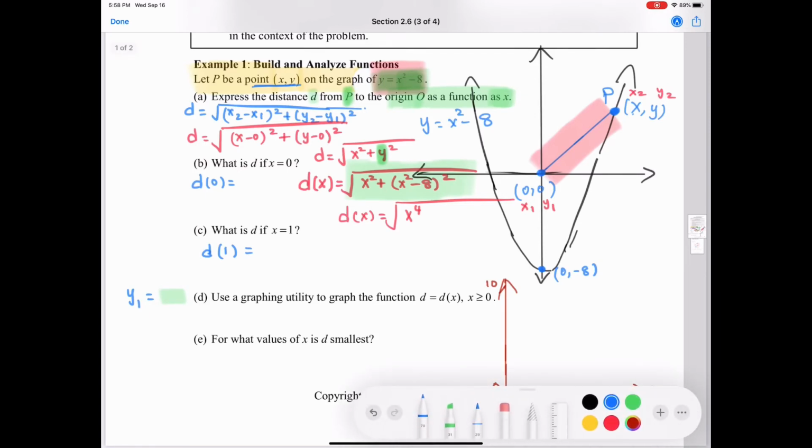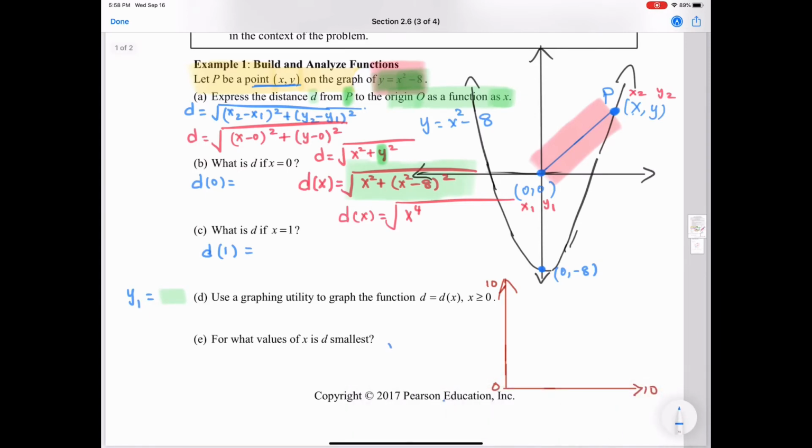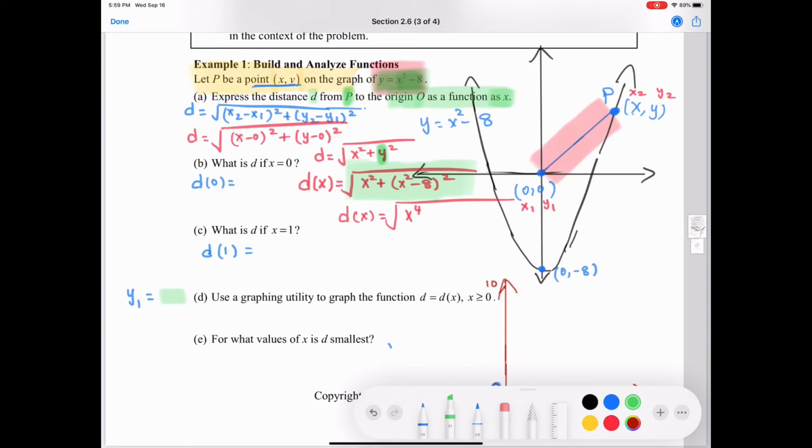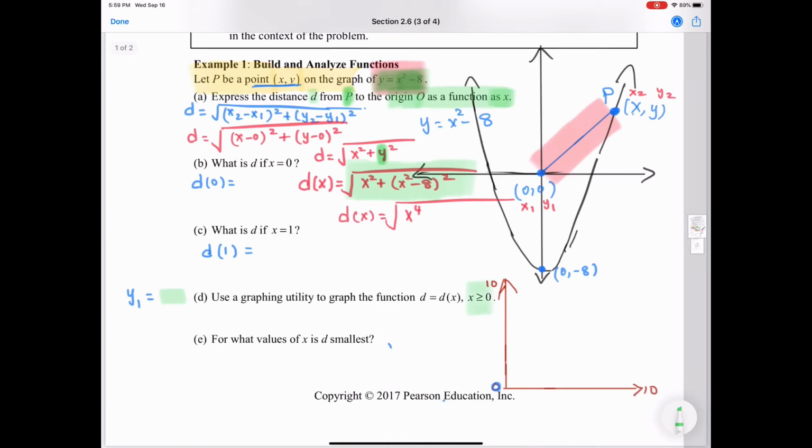And the next one you can see is to keep the viewing window x minimum 0. And why am I doing that? See, it's telling me in here, use a graphing utility to graph the function, and this is the condition that's telling x is greater than or equal to 0. So technically they just want to see the x values greater than 0 here. So I'm keeping the x value greater than 0, and since my point P is up in the first quadrant, I'm going to keep my y also greater than 0.